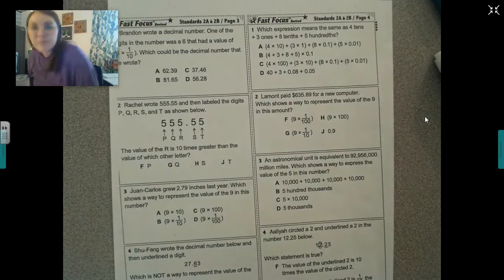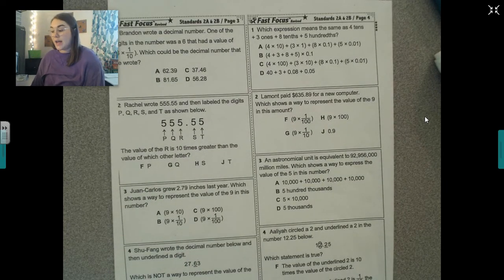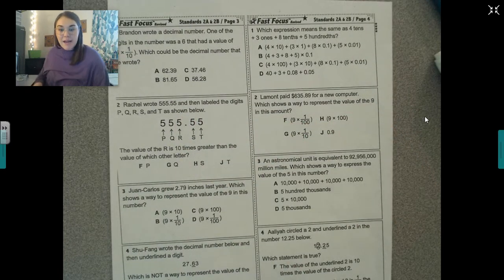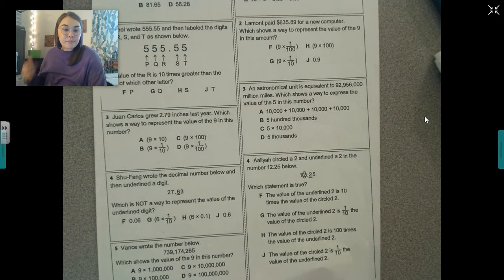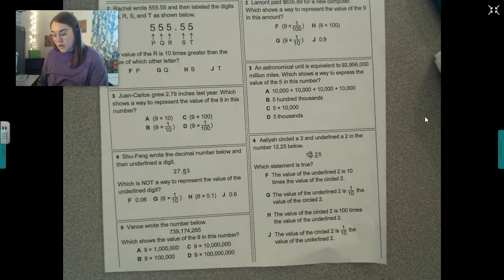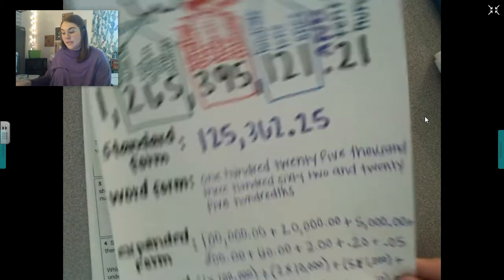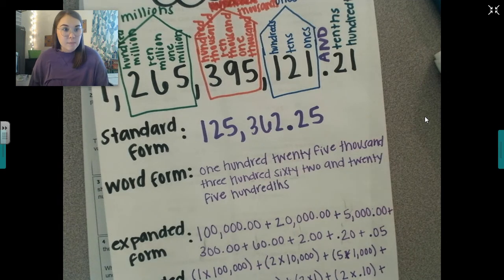So for your assignment today, you are going to do this fast focus paper. So it is all about, it is word problems that have to do with place value. So it might ask you, this is the number, what is the value of R in that number? It might ask you about what is the place value of the represented digit? And it's going to have the numbers in a variety of forms. So you're going to need to know standard form, word form, expanded form, and expanded notation.